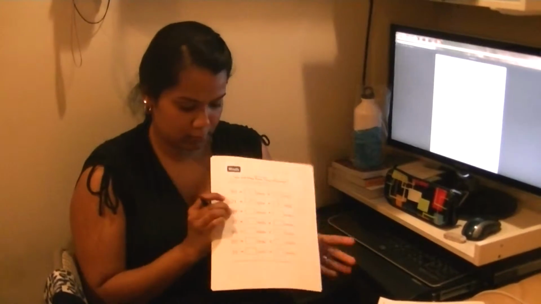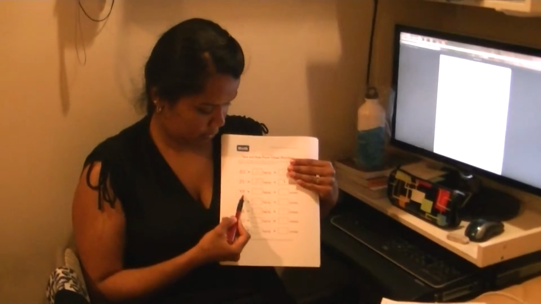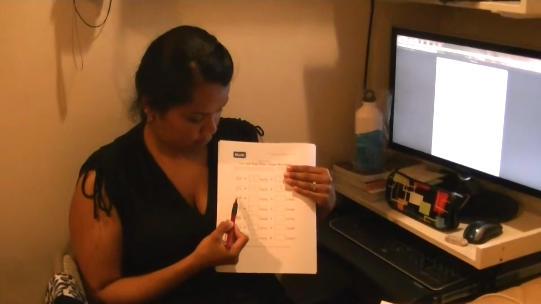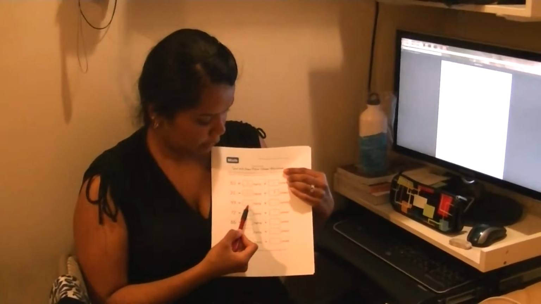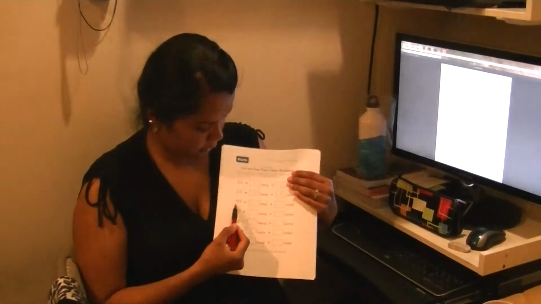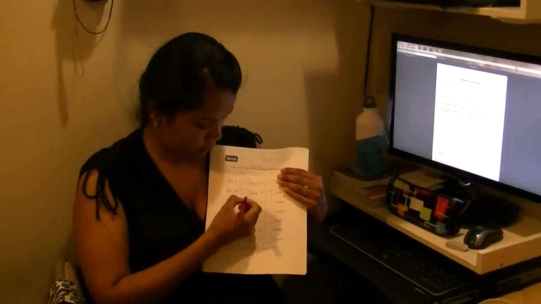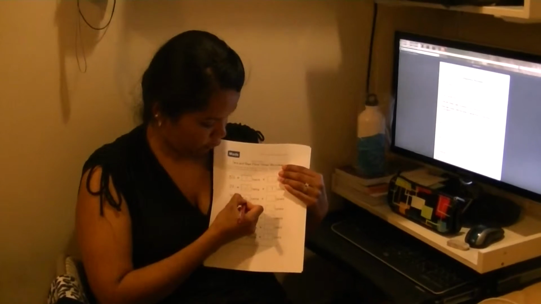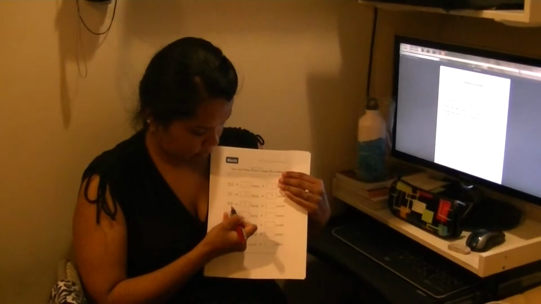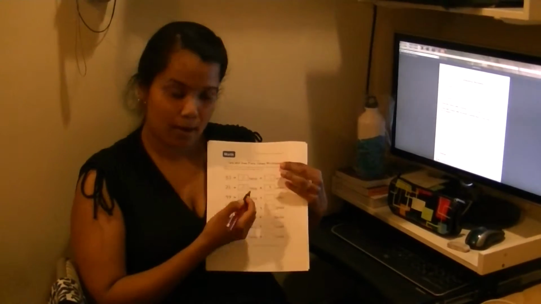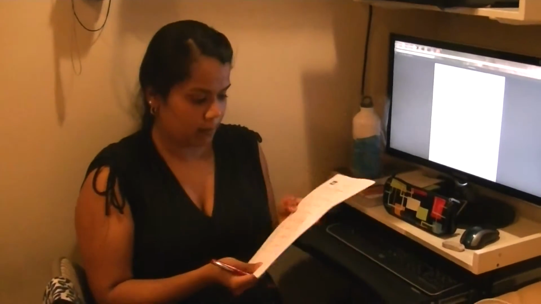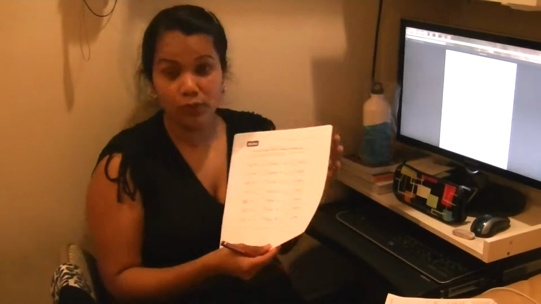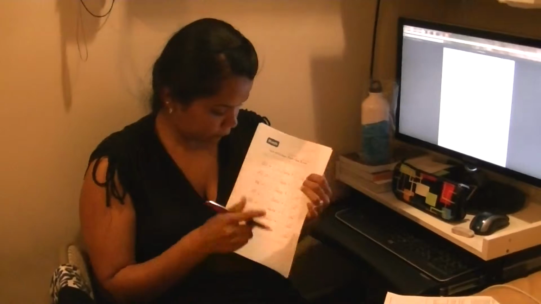For 49, the 9 is in the ones place, the 4 is in the tens place. So here it asks how many tens. Well, we look at the tens place and we see 4, so we would write 4. And we look at the ones place, which has a 9, and we would write 9 in the box. I'll do the other one for you, and then you can do the last 3.